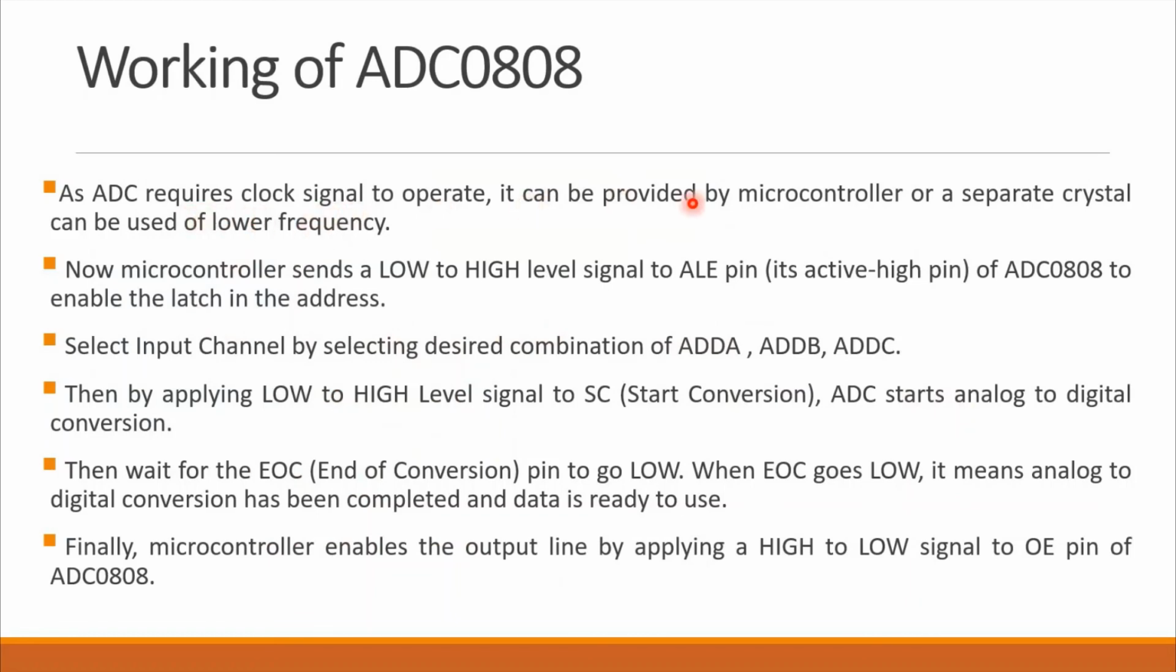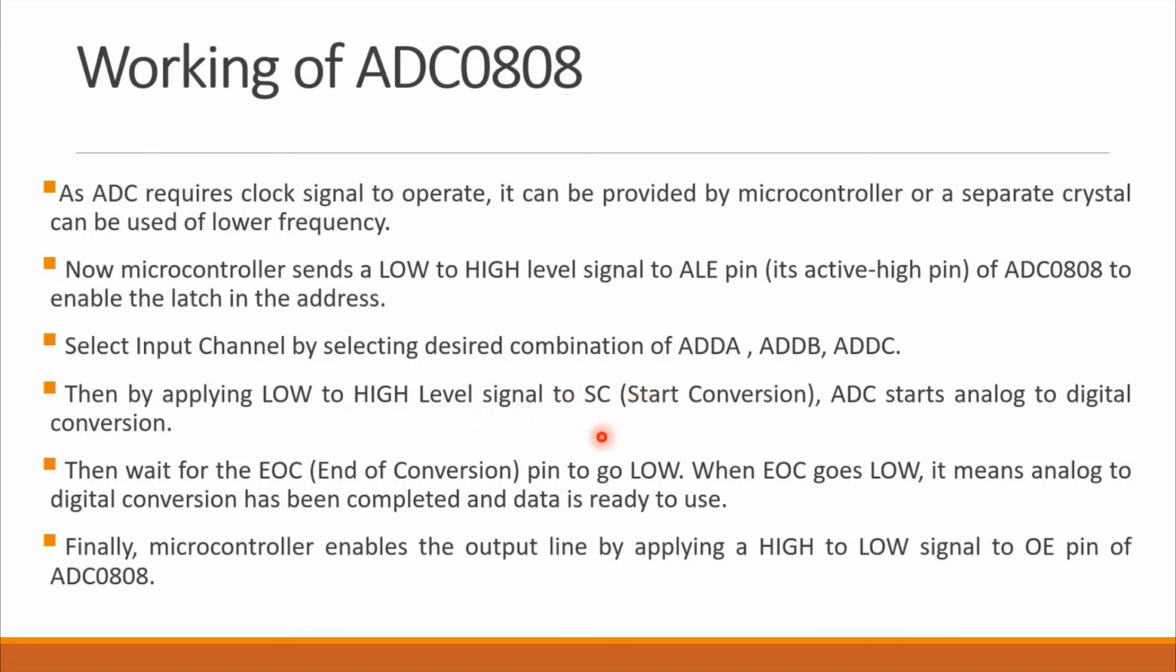As the ADC requires a clock, it can be provided by a crystal, the microcontroller, or a separate crystal. First of all, you have to give a low to high to ALE, which will enable the latch in the address. Then select the channel by these pins, ADD A, ADD B, ADD C. Then give a low to high signal to start of conversion.